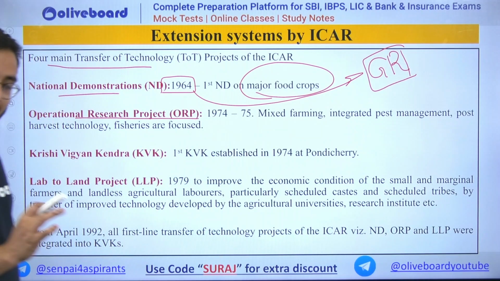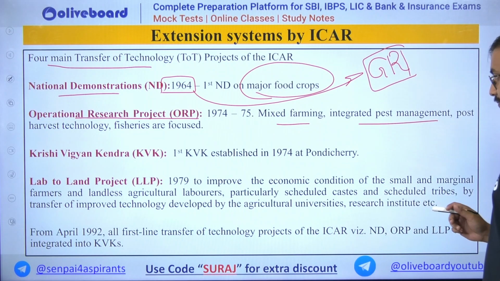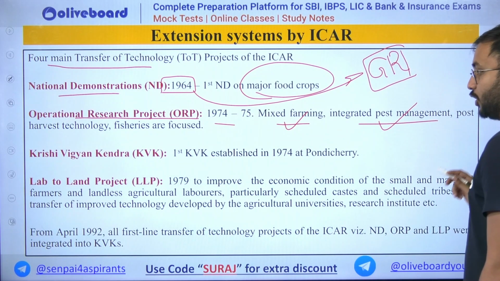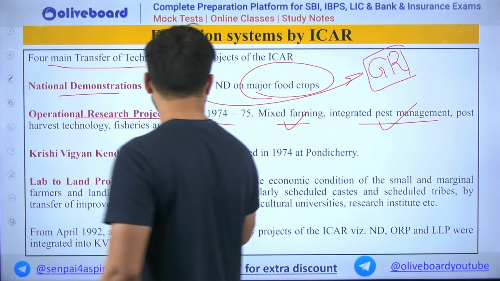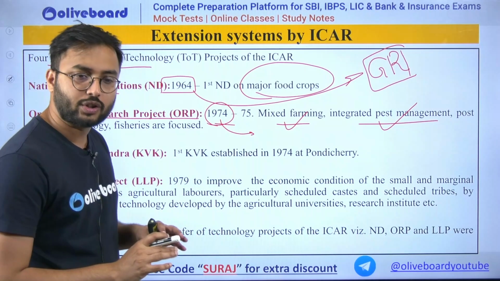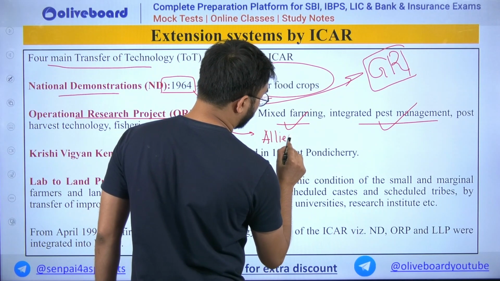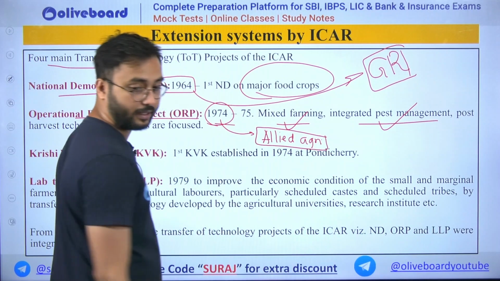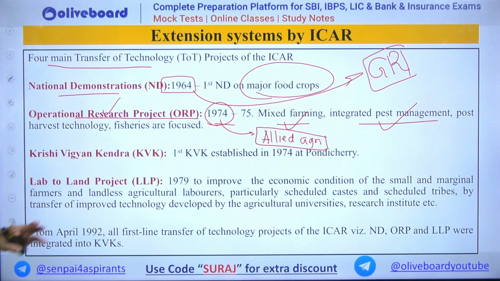Operational research project. Now this happened in 1974-75. Mixed farming, integrated pest management, post harvest technology, and fisheries were the focus. That means, with the operational research project in 1974, it is the same year in which in agriculture we tried to boost our total production by adding allied activities in agriculture. Allied agricultural activities. So in this way you could see 74-75 was more about ORP.